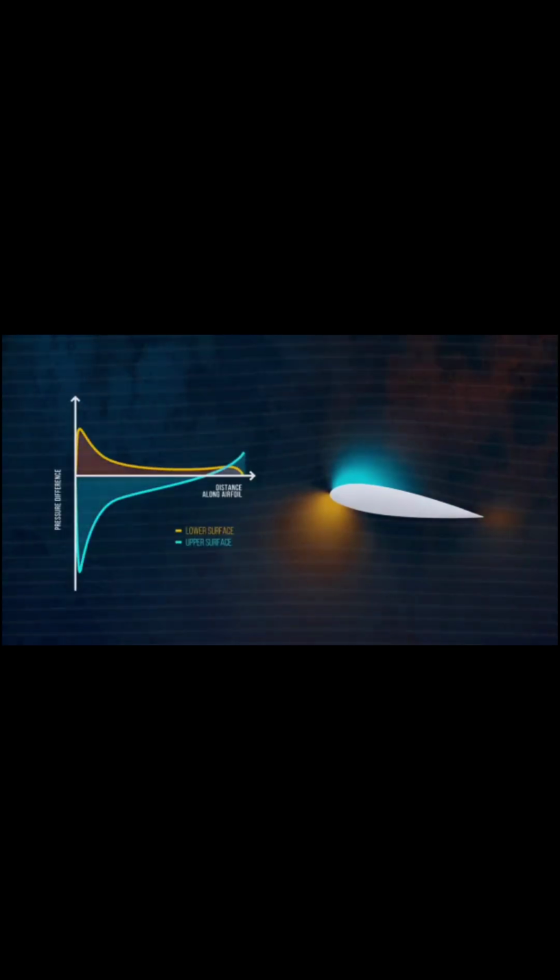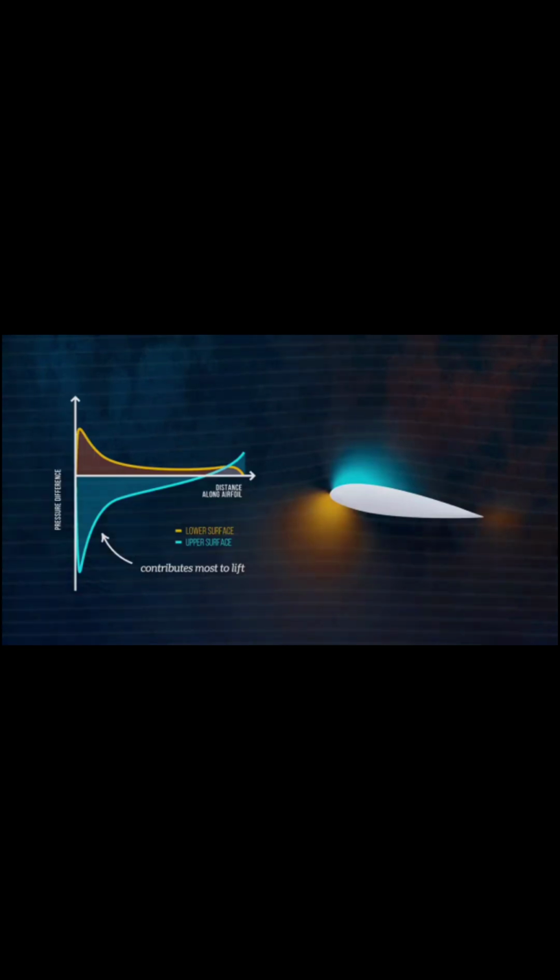If we plot the pressure profile along the top and bottom surfaces, we can see that the low pressure on the top surface is larger in magnitude than the high pressure on the bottom surface. So the suction pressure on the top surface is what contributes most to the total lift force. We can also see that the majority of the pressure difference is coming from the forwardmost part of the airfoil.